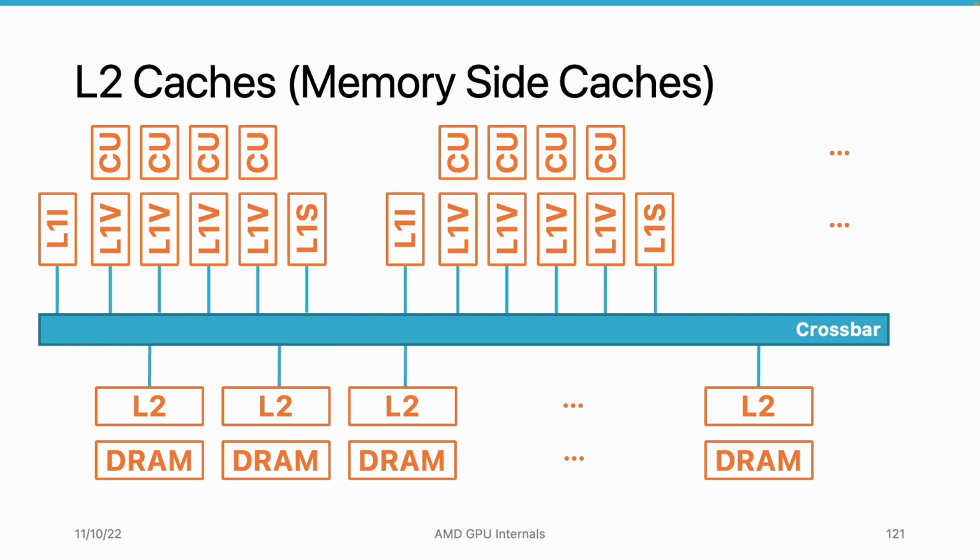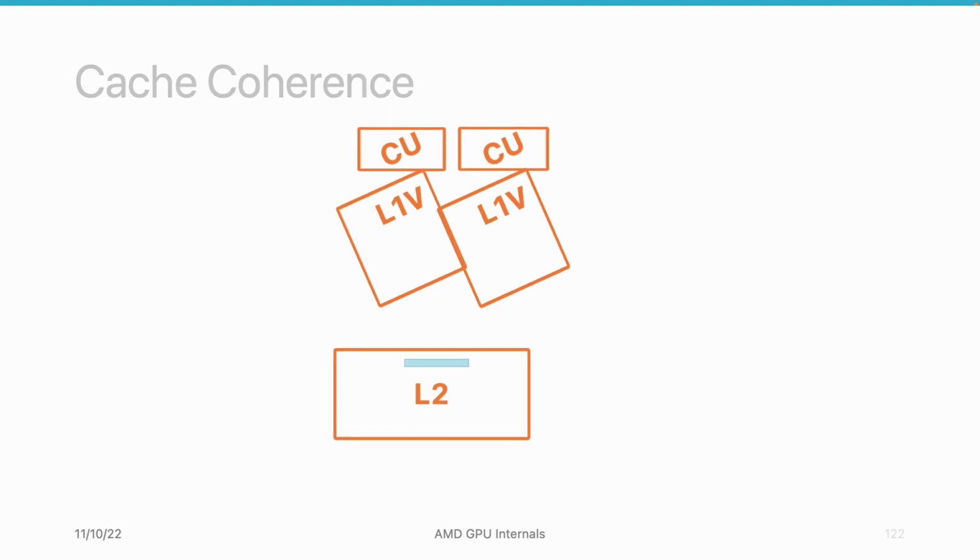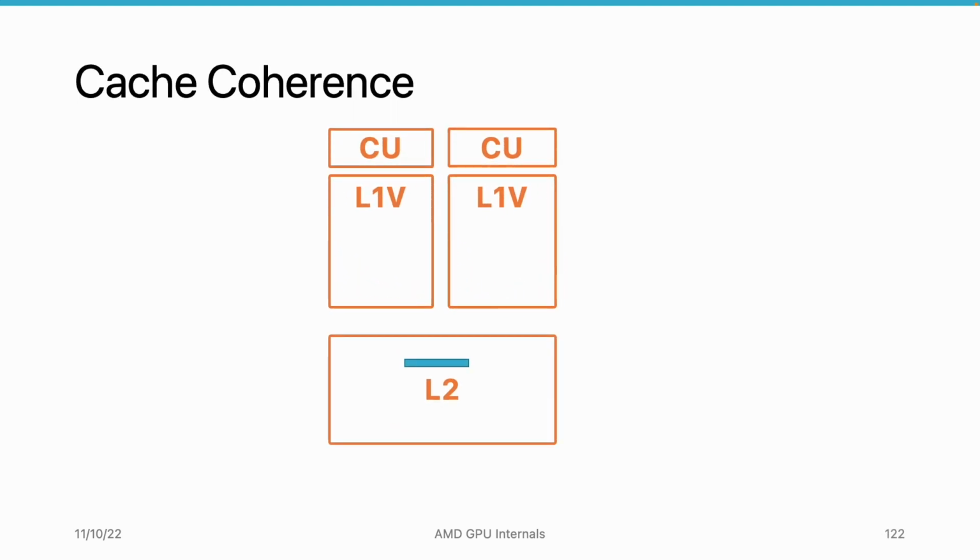A big problem that we want to discuss is cache coherency: how cache coherency is managed in a GPU, and what the limitations of GPU cache coherency are. Let's consider a few cases. Let's assume we have a piece of data in L2 cache, and this compute unit wants to read the data into L1V cache. This data is moved to L1V, and L1V provides this data to the compute unit.